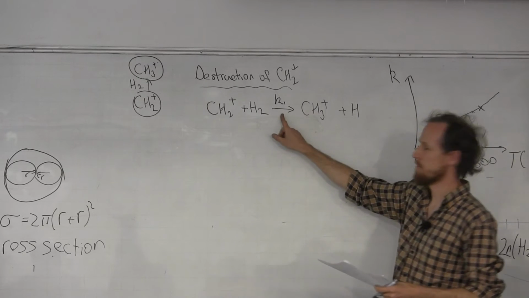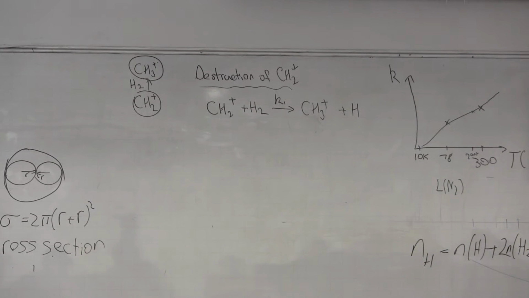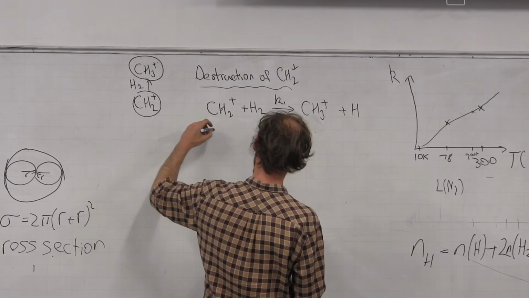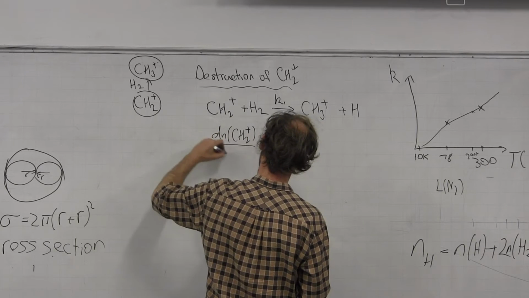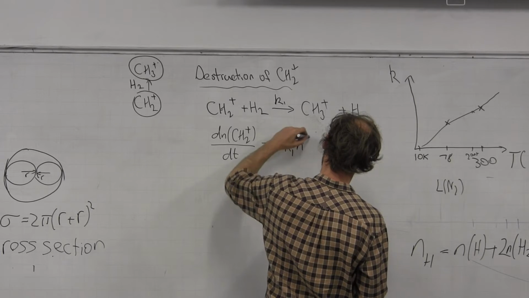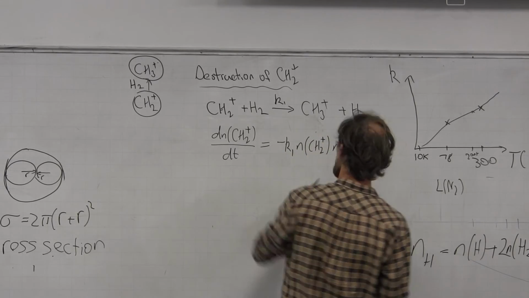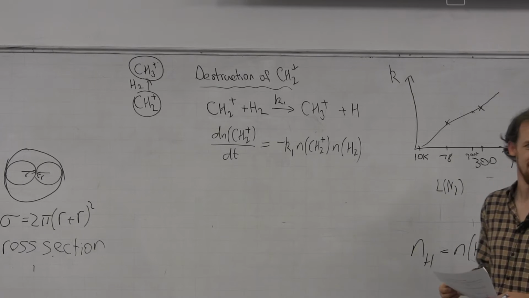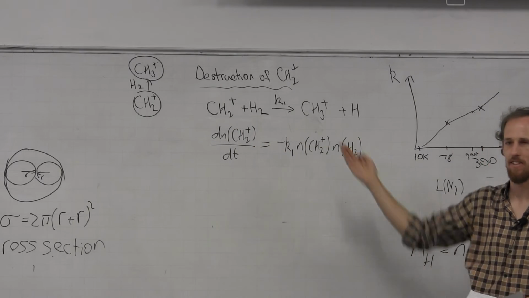Okay. There's also some reaction rate, which is not drawn on the diagram, but there is one if you look in the literature. Like this. And so we can also write the differential equation. Reaction rate K1, and it's minus because this reaction is destroying CH2+. And then the 2 densities of the reactants. So that's all kind of encoded in that picture.